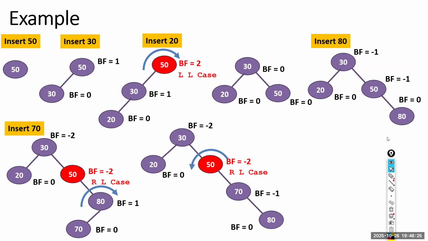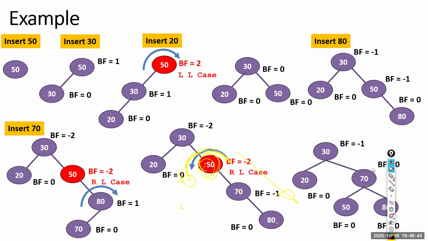Now this is a right situation. In a right situation, you do the left rotation on this point now. So then 70 will go up, 50 will go down, 80 will also come up. Simple as that. Now you can see that it's balanced again. So balance factor is 0, balance factor is 0, balance factor is 0. And now this one's balance factor is also fixed.